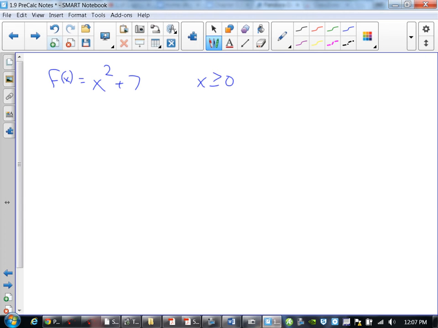Okay. Here's the reason why they put that domain in here. To find the inverse of this, obviously x becomes y: x equals y squared plus 7. Subtract 7. Take the square root. The reason the domain says x values have to be greater than or equal to 0 to start with is that they were only looking at 1/2 of this graph.